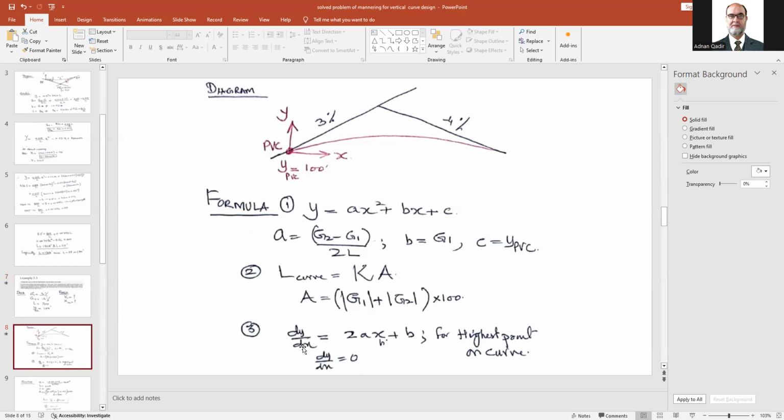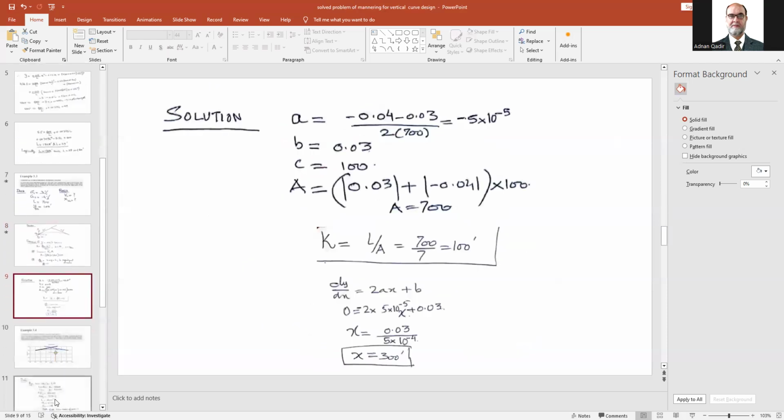For the highest point of the curve, there are two ways. One is to find the slope: anything that has a highest point has a slope of 0. That's why we find the first derivative of the general equation given in 1, y equals ax square plus bx plus c. Since the first derivative is 0, we determine the value of x by simply solving the algebraic equation.